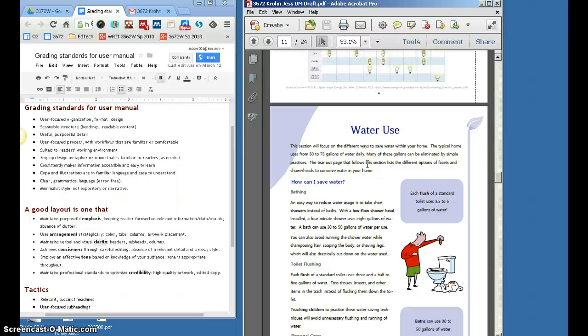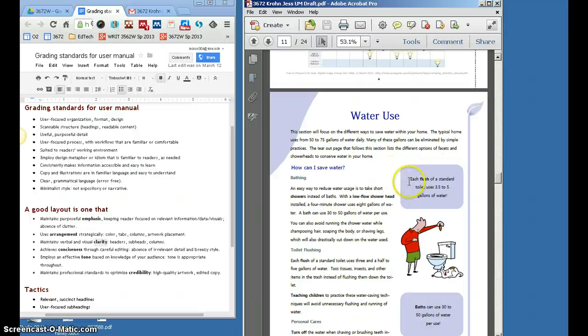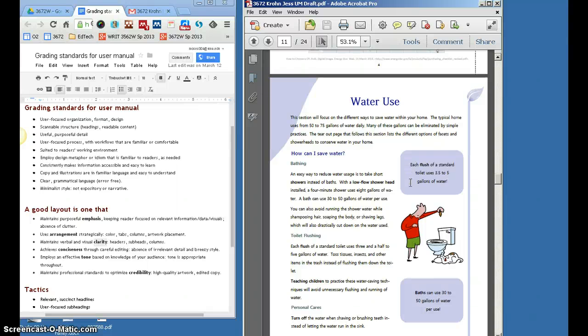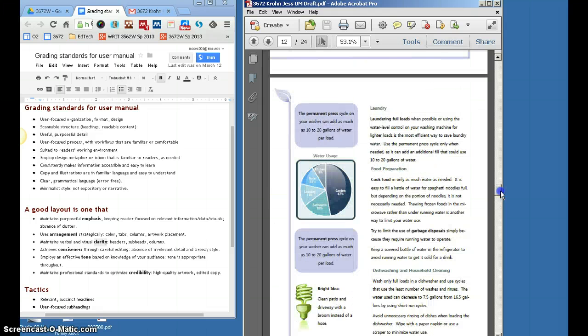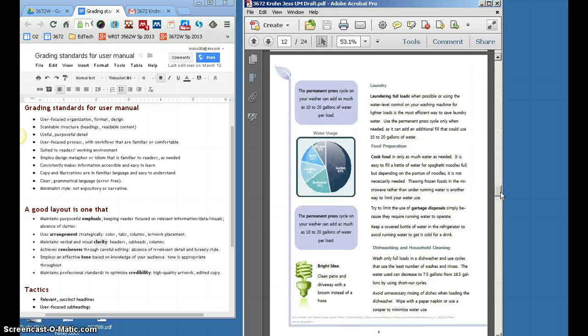Maintains professional standards to optimize credibility. Well, once again, now this one Jess does exceptionally well because she has a design background. And so you can see that the quality of the imagery is very high, the quality of the design elements and the way that they're used to direct your eye as you read all screams professional work. Once again, I don't expect that everyone would achieve this level of professionalism.